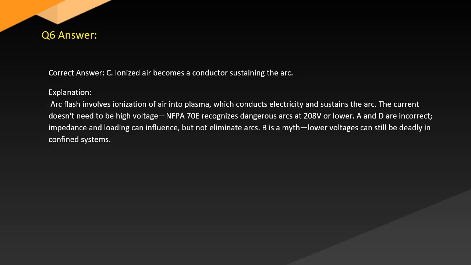Answer. Correct answer C. Ionized air becomes a conductor sustaining the arc. Explanation: arc flash involves ionization of air into plasma, which conducts electricity and sustains the arc. The current doesn't need to be high voltage. NFPA 70E recognizes dangerous arcs at 280 V or lower, so B and D are incorrect. Impedance and loading can influence but not eliminate arcs. B is a myth. Low voltages can still be deadly in confined systems.